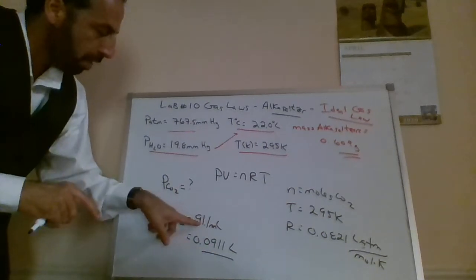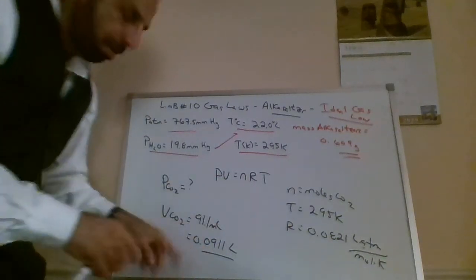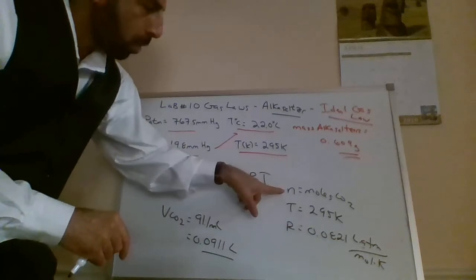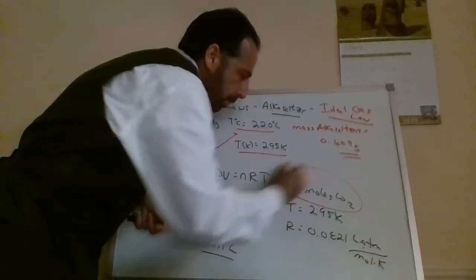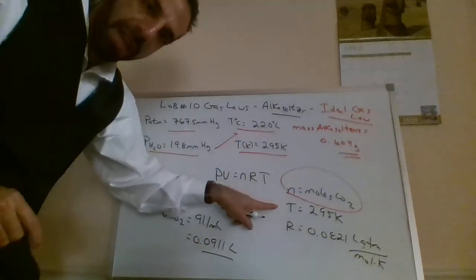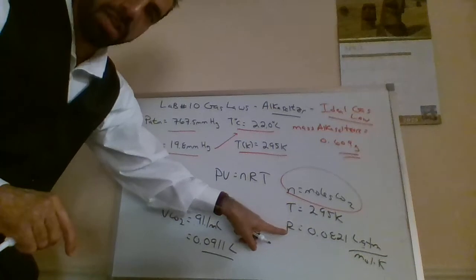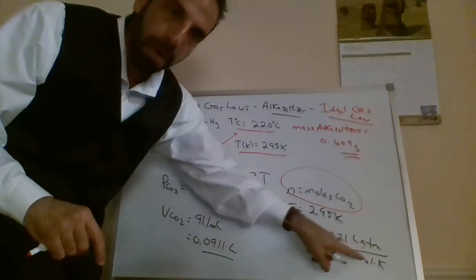But always convert. Whenever we use ideal gas law, convert milliliters to liters. We just divide it by 1,000 or move the decimal over 3 places to the left. Either way is the same. We're going to solve for moles of carbon dioxide gas. So this is what we're going to solve for. Our temperature is 295 Kelvin, because that's the temperature in which the reaction occurred. And then this is our gas law constant, 0.0821 liters atmospheres per mole Kelvin.